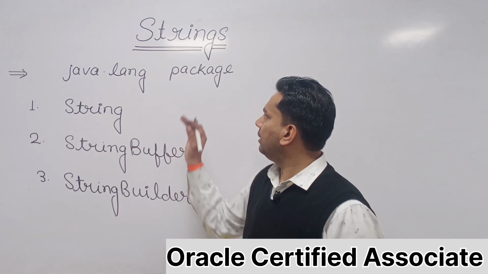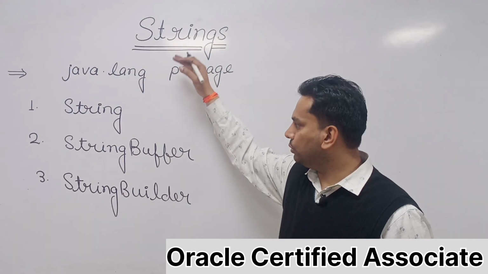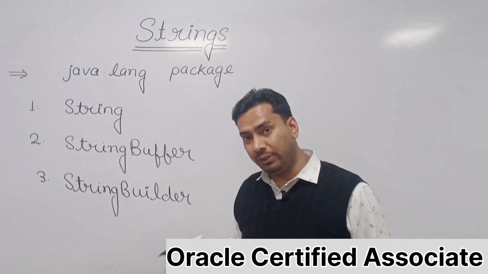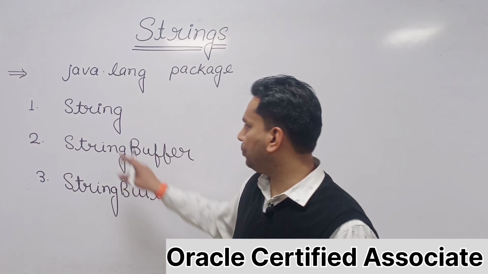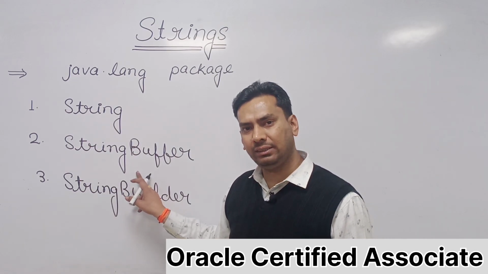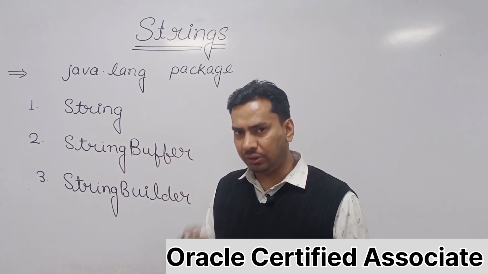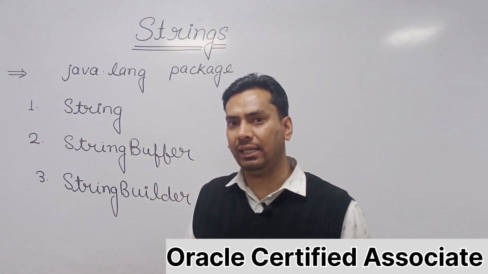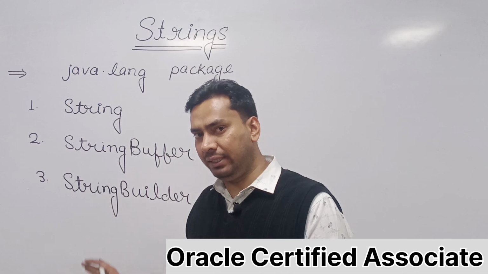First of all, in Java, strings are represented using three different classes. Because it is important, three different classes are provided. The first class is the String class, the second one is the StringBuffer class, and the third one is called the StringBuilder class. So three separate classes are provided, and all these classes have some common features and some differences.